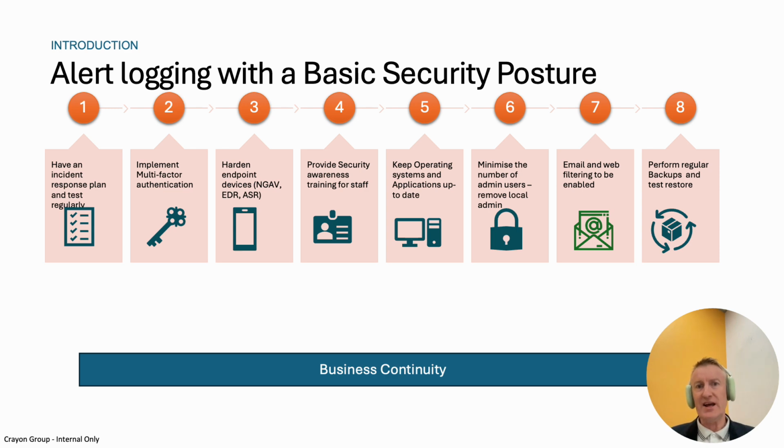Next, email and web filtering needs to be turned on, because the number one attack vector for small to mid-sized business is email. And then lastly, making sure that you have regular backups, that they are immutable, ideally they are offsite as well, and that you test them. This provides a level of business continuity, meaning that if something does go down, you can quickly find out what happened and bring it back online.